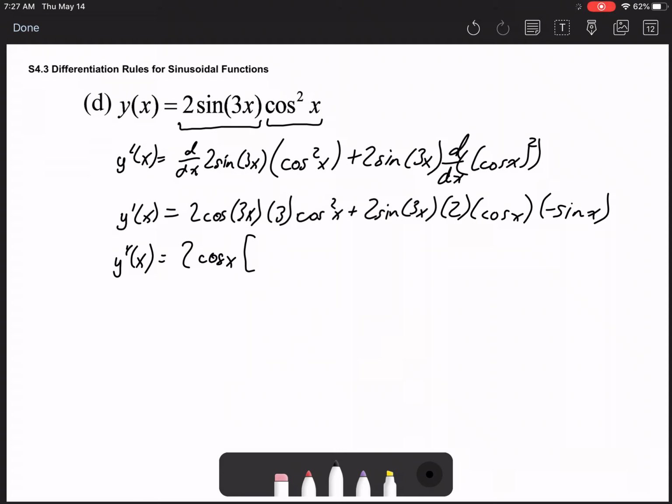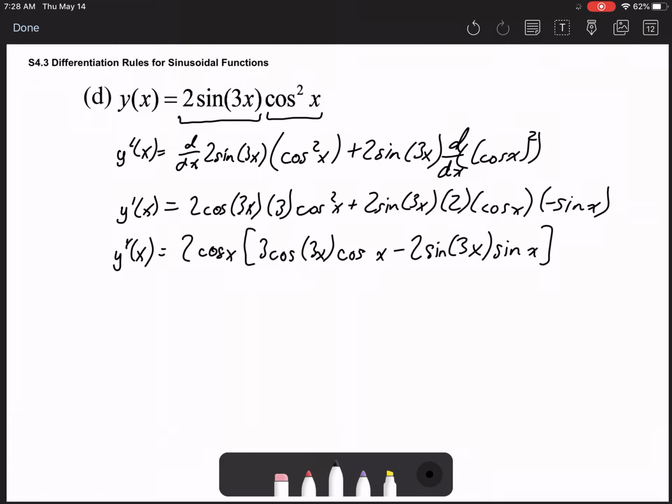So this leaves me with a 3 cosine 3x cosine squared x minus a 2 sine 3x sine x. And there we go. Oh, sorry, my apologies. Made one small error. This isn't the cosine squared x, it's just a cosine x. Very good. Okay, moving right along.